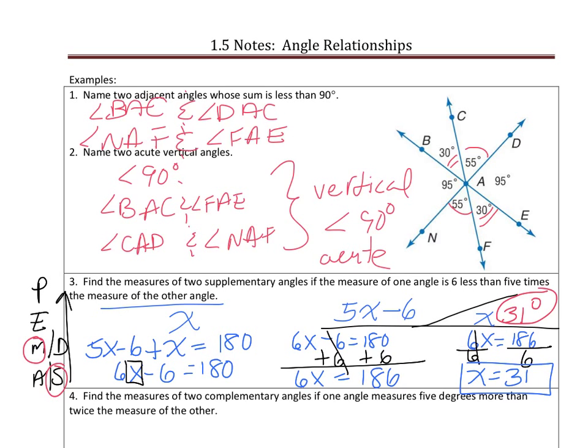Now 5 times 31 is 155 minus 6, and if we look at 155 minus 6, we get 149 degrees. So 149 plus 31 should sum to 180. And that does, so that's a good way to check your answer, that both angles are indeed supplementary.